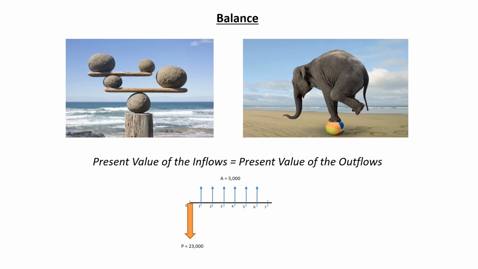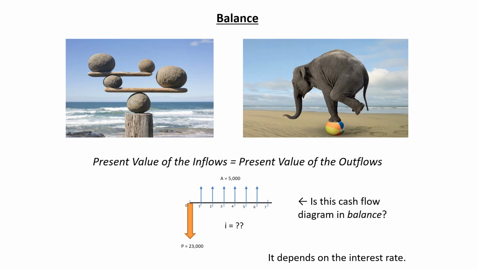And by break point, what I mean is there's a certain interest rate where if the interest rates are really high, then these future amounts are being discounted so that their present value is becoming negligible or less significant, so to speak. So the question is, is this cash flow diagram in balance, and what is the interest rate that makes it in balance? And so we're going to do a quick illustration just to see what is the interest rate that would make that justifiable. And so in this illustration, what we know is the present value is $23,000 and the annual amount is $5,000.